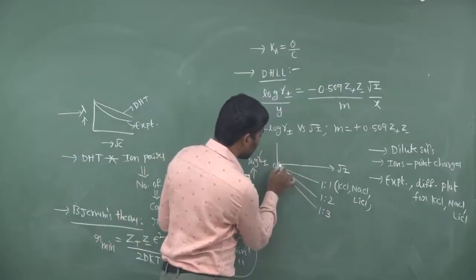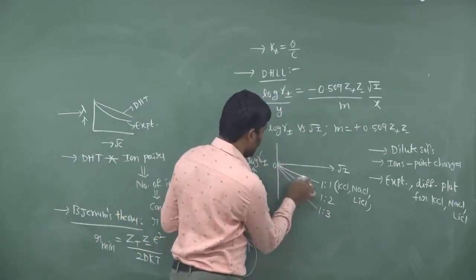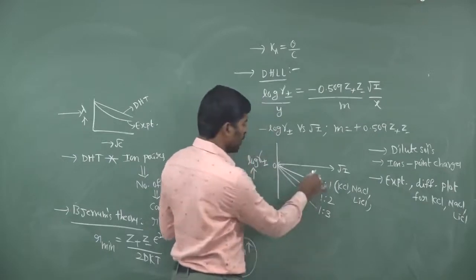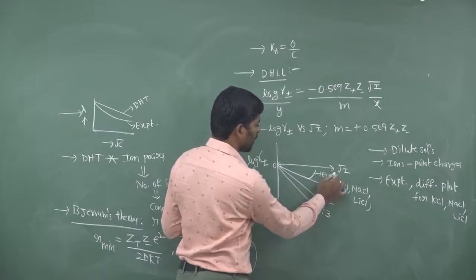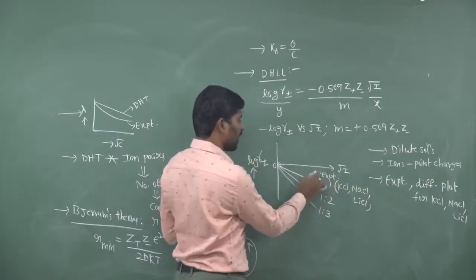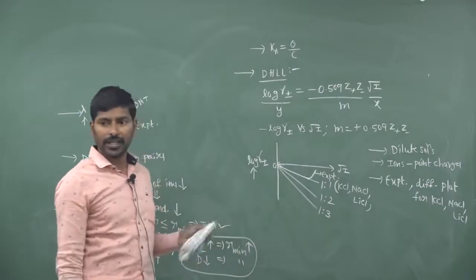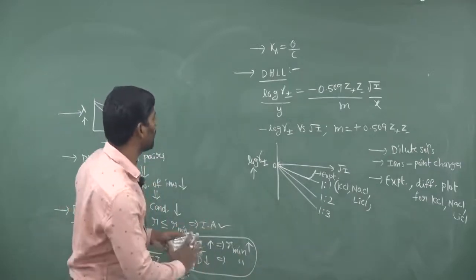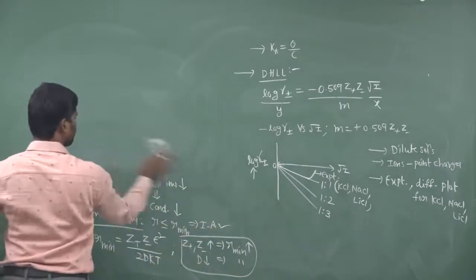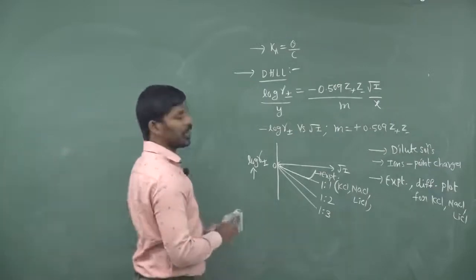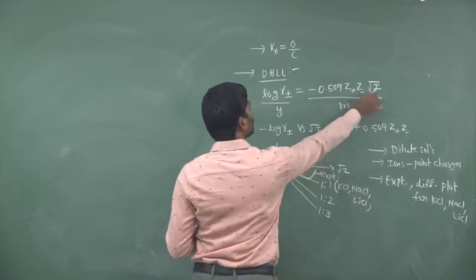Next, experimentally it is observed that the log gamma plus or minus value starts rising after reaching a minimum value. We get this experimentally at high concentrations. Why it starts rising again is not explained by the Debye-Hückel limiting law. These are some limitations of the Debye-Hückel limiting law. That equation is important: log gamma plus or minus is equal to minus 0.509 z plus z minus root I.